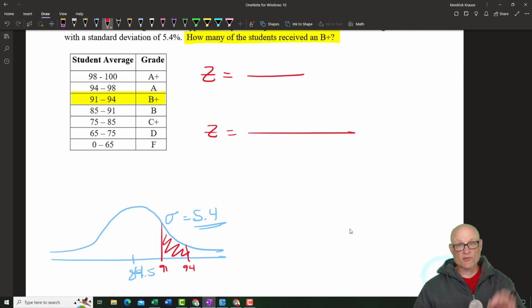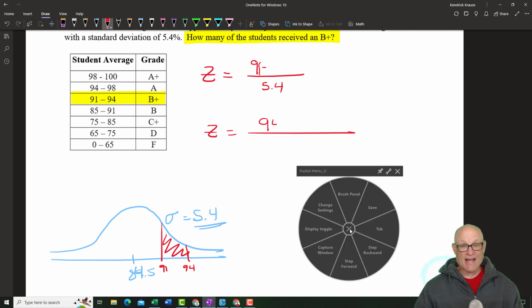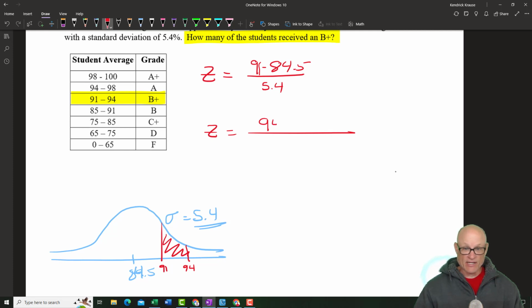So remember, it's always observed minus mu. So 91 minus 94 over 5.4. And 94, oh my God, it's been a long day. 91 minus the mean, which is 84.5, over 5.4, and then 94 minus 84.5 over 5.4.